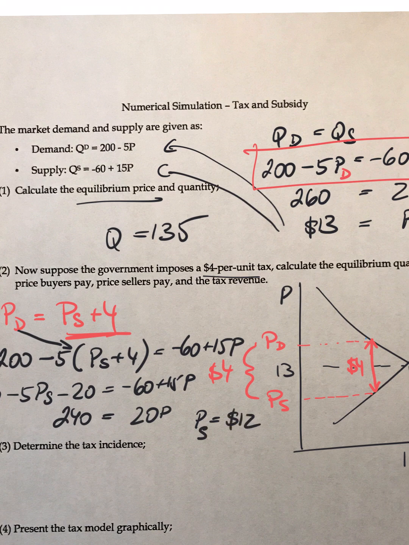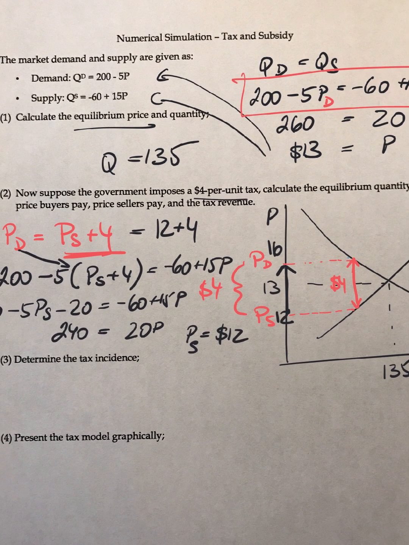This is my PS that we just solved for. So this is going to be the $12 price, and we can plug this back into what we know is the demand price. It has to be $4 higher, so $16.